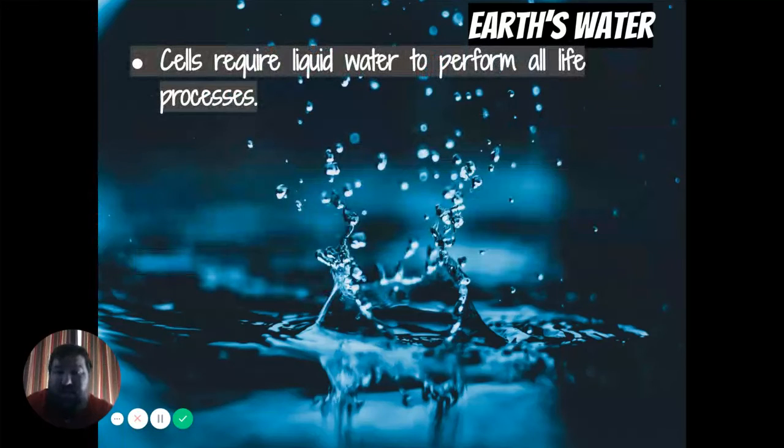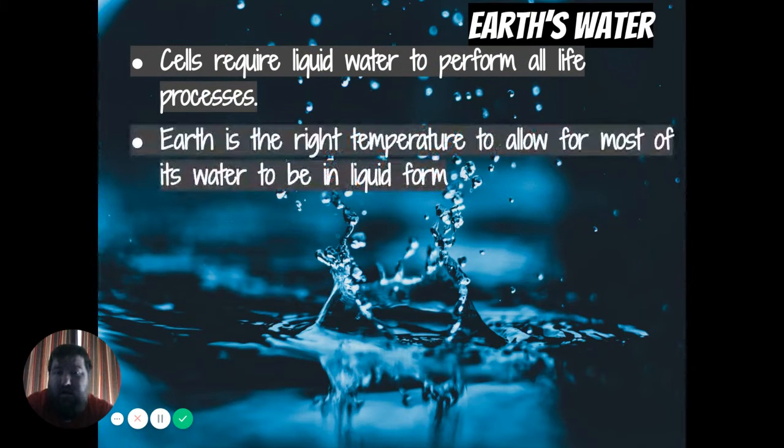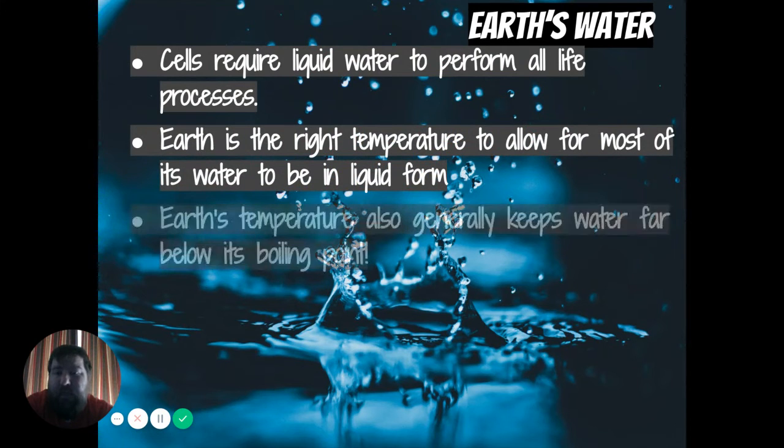Why is it important to living things? Well, all cells require liquid water to perform the life processes, and Earth is the right temperature to allow for most of the water to be in liquid form. Earth's temperature also generally keeps water far below its boiling point. You wouldn't want to go swimming in the ocean if it was about to boil, right? That just makes sense. It needs to be the right temperature.